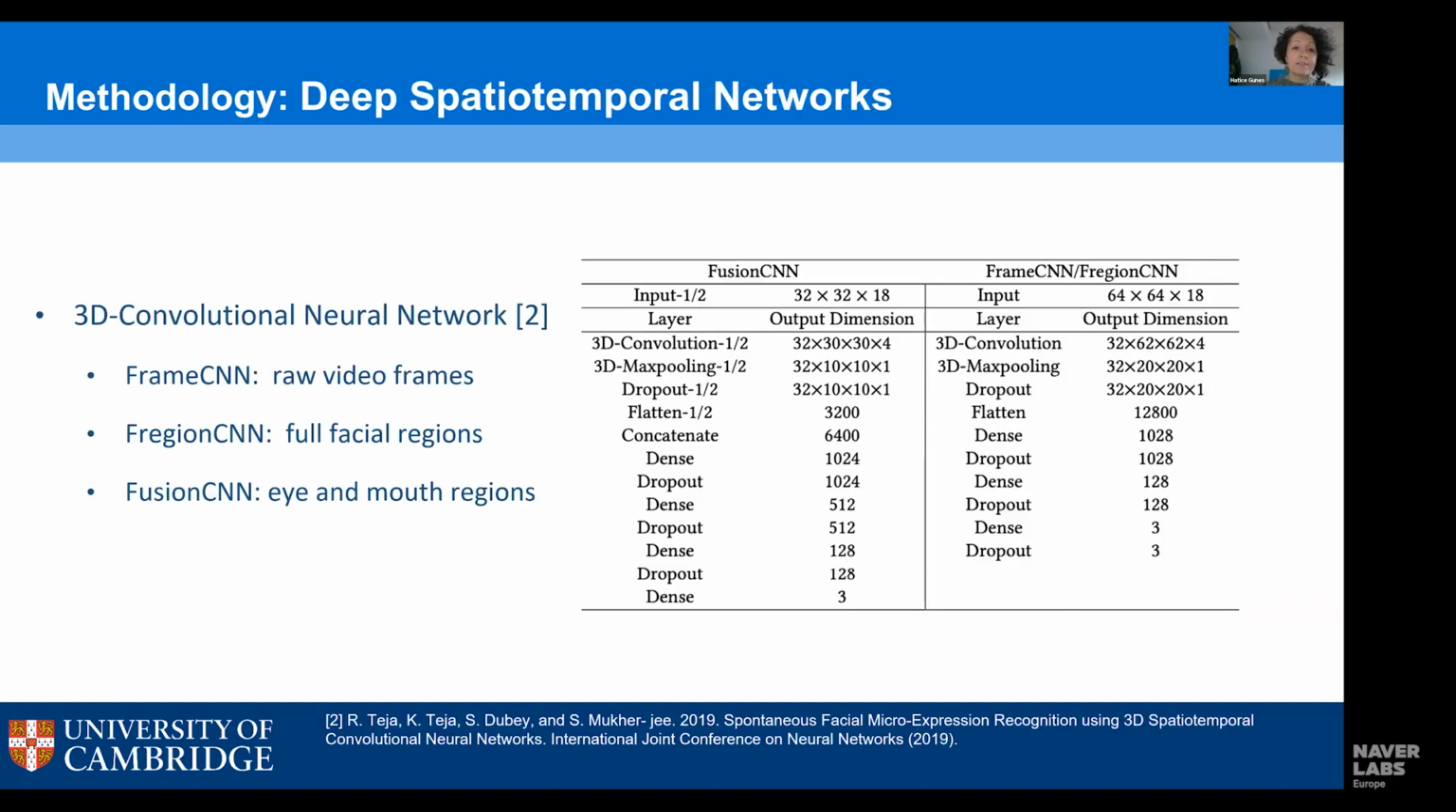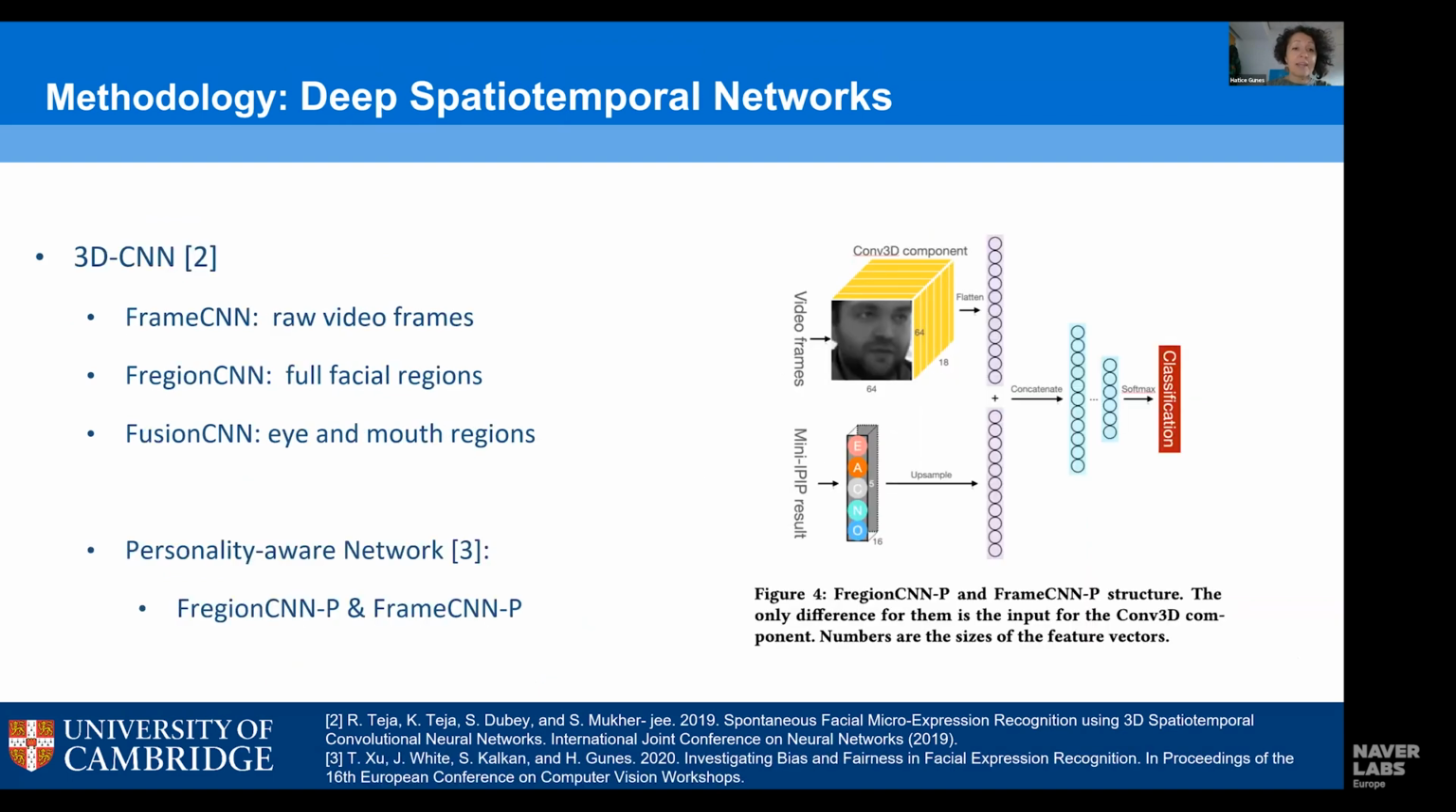And for deep networks, we looked at 3D convolutional neural networks with different variations. So either using raw video frames or detecting the facial region and just using those, or looking at specific feature regions such as eye and mouth regions as being more relevant. And then we also created what we call personality aware network because we had the self-reported personality of the people. So we created this F-region CNN personality networks with variations.